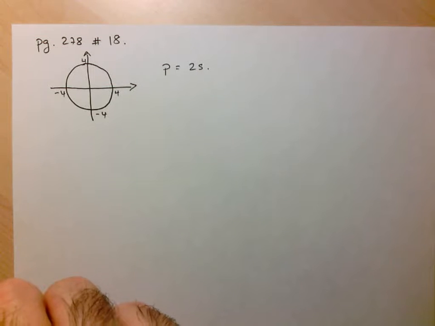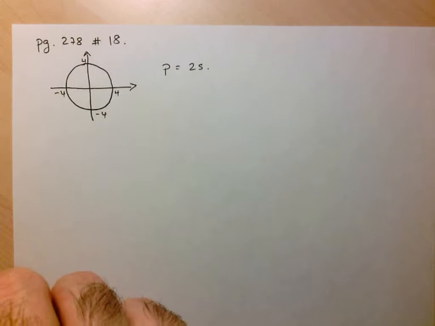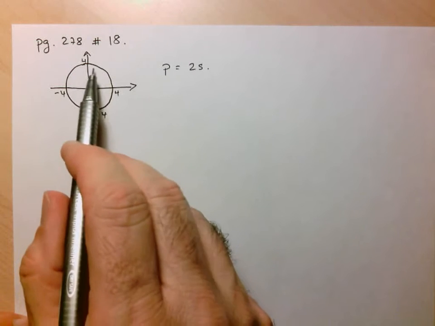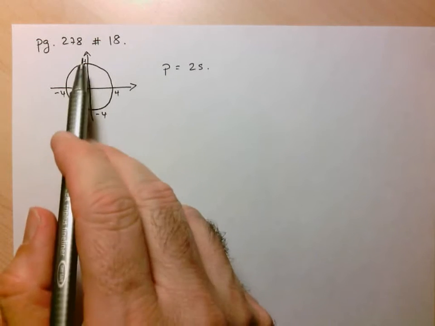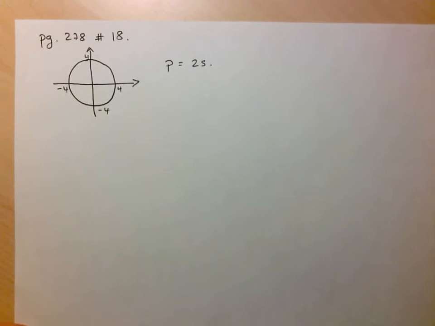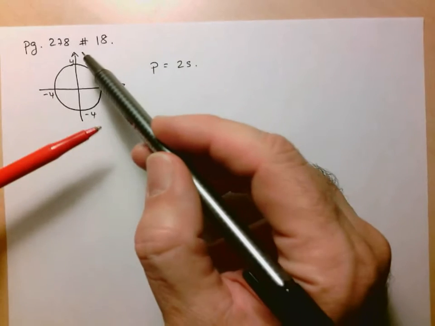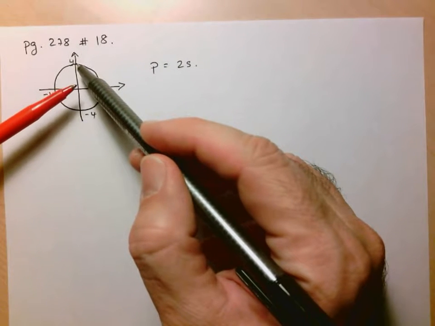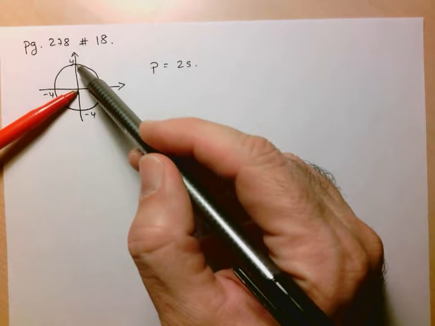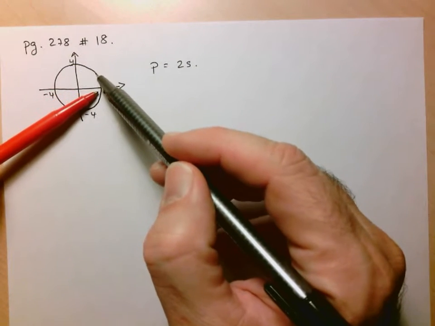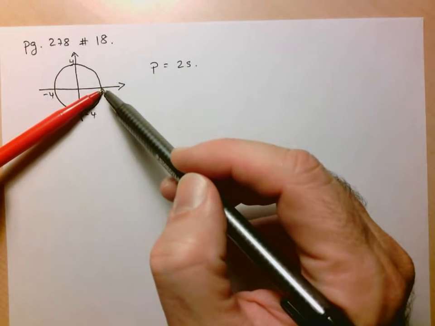Now let's take a look at how the different components are moving, because what they want us to do is find a model for the x component of the point as it moves around the circle and the y component of the point. So let's see how this is going to look. As an example, let's say I start here, at the top. Well, my x component is at 0. As I move around the circle, my x component goes to its maximum.